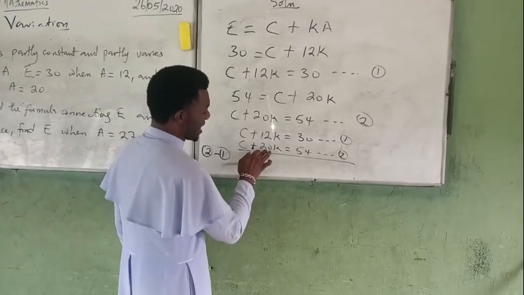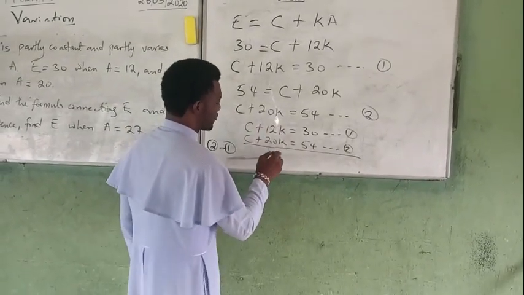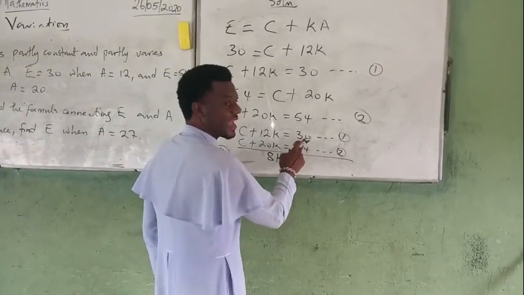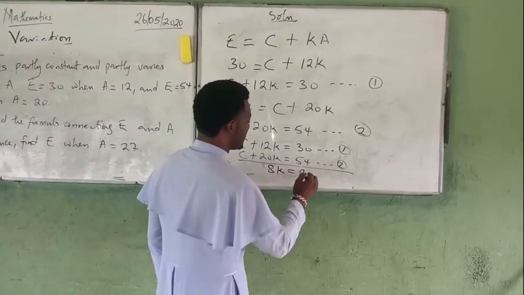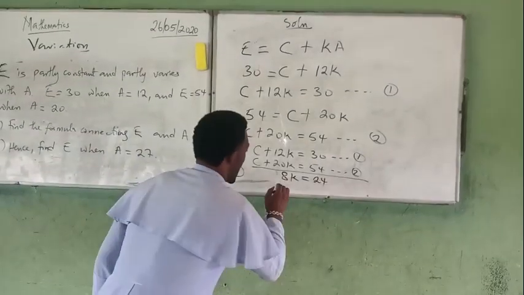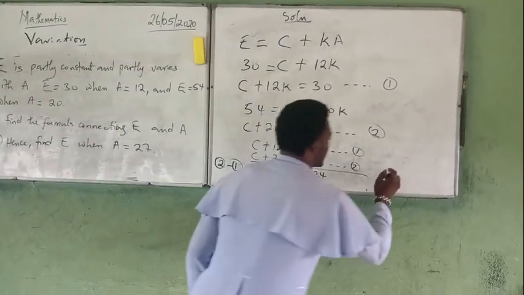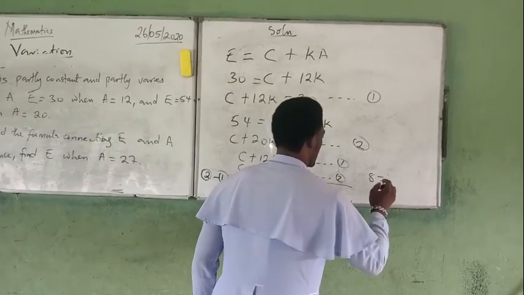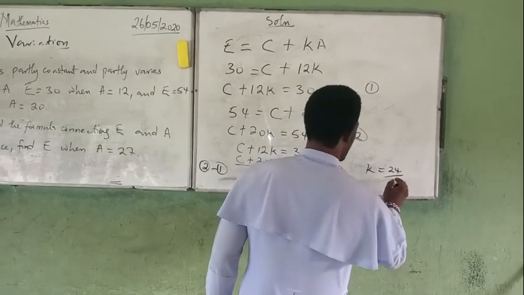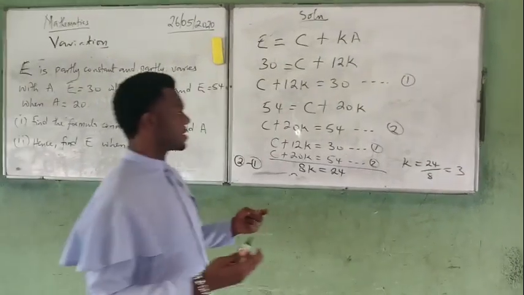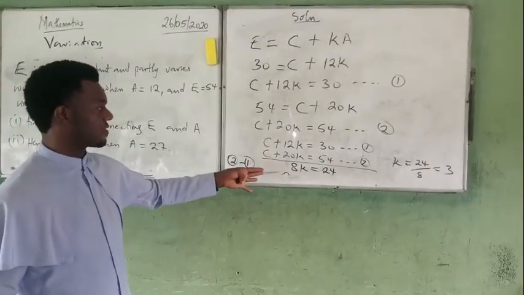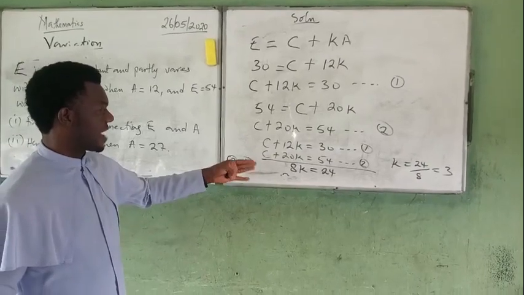So we have 20K minus 12K, which will give you 8K, equal to 54 minus 30, which is 24. So 8K is equal to 24. Our K is equal to 24 over 8, which equals 3. So we have gotten K as equal to 3.